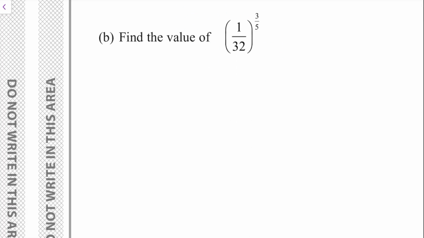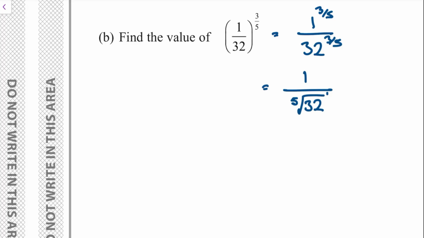You will practice them, you will get better at them. Next one, find the value of this. Now, you will hopefully remember, let's do the whole thing in steps. So that's 1 to the power of 3/5 over 32 to the power of 3/5. 1 to the power of anything is 1. That means the fifth root of 32, which again you should know, and then I'm going to cube that. The fifth root of 32 is 2, and 2 cubed is 8. So therefore that one is just going to be an eighth. And that's it, not too bad. Next question.